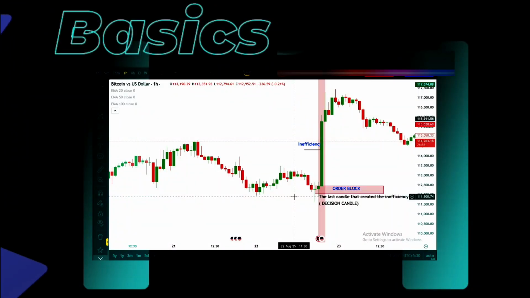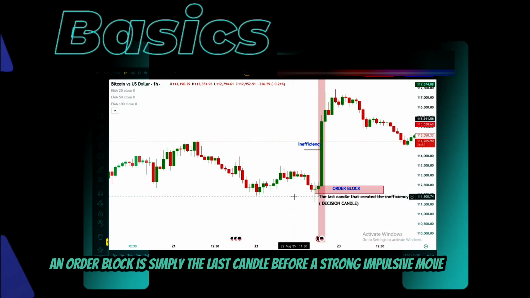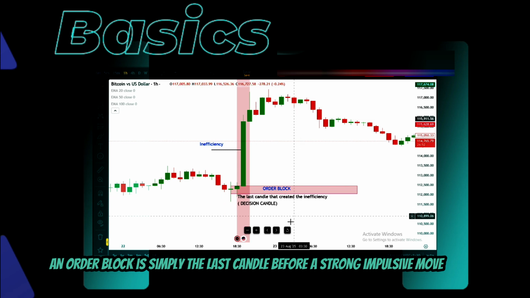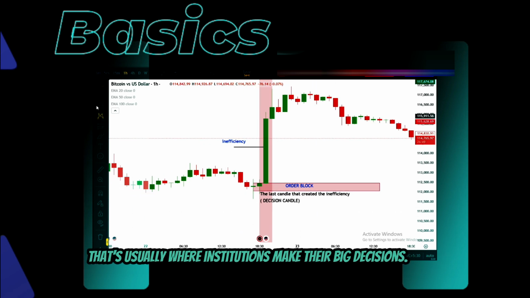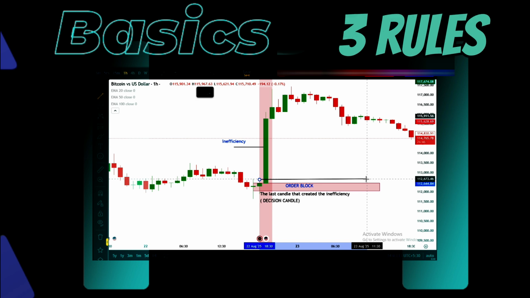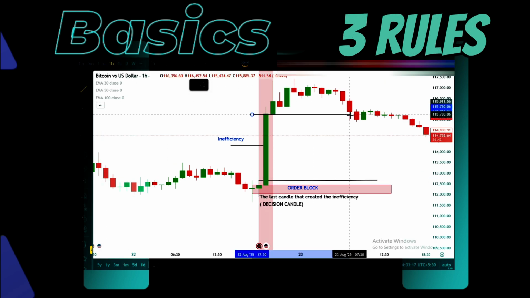Alright, let's start with the basics. An order block is simply the last candle before a strong impulsive move. That's usually when institutions make their big decisions. There are three rules to spot a valid order block.